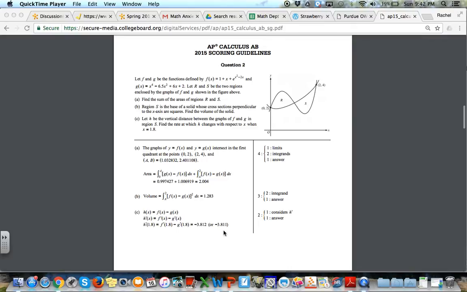The calculator does the hard part for you. You just have to know how to write it down so that it can actually be set up.